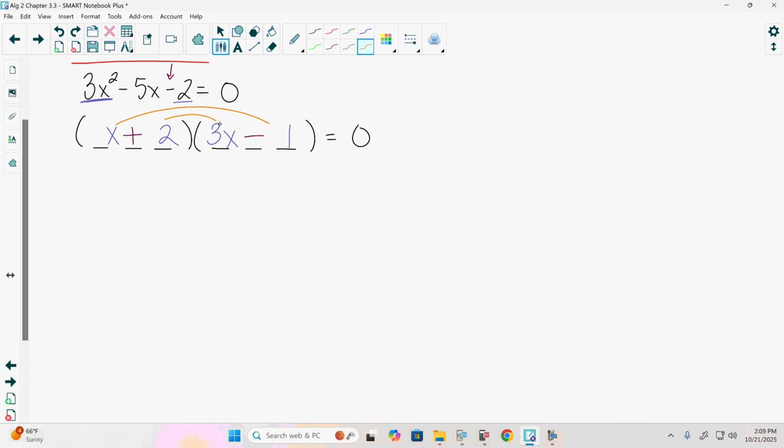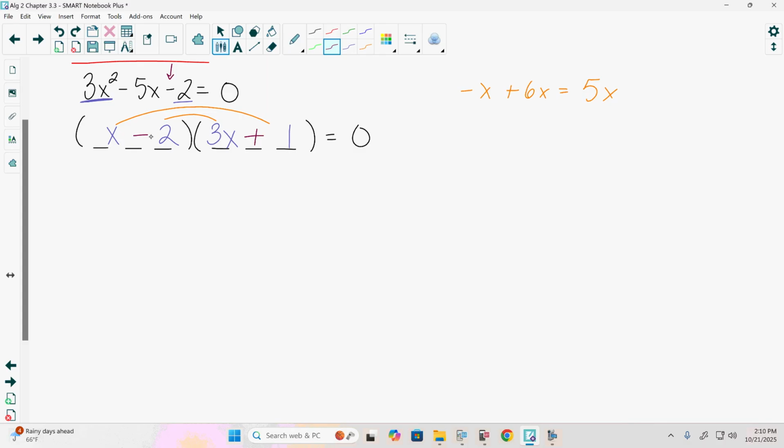Now we can check and see if we have the correct middle term. x times negative 1 is negative x. 2 times 3x is positive 6x. Negative x plus 6x, negative 1 plus 6, is going to be positive 5x. Now that's not the middle term we wanted. It is the correct number, but it's the wrong sign. So all we need to do is switch the signs.